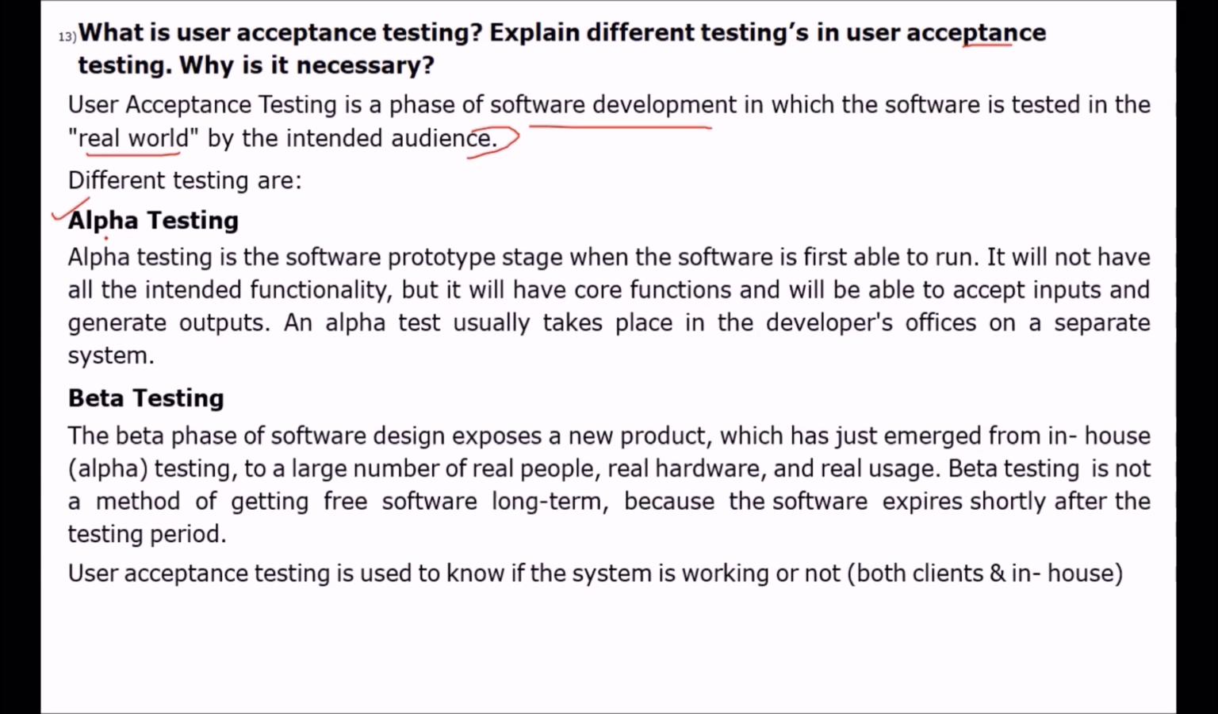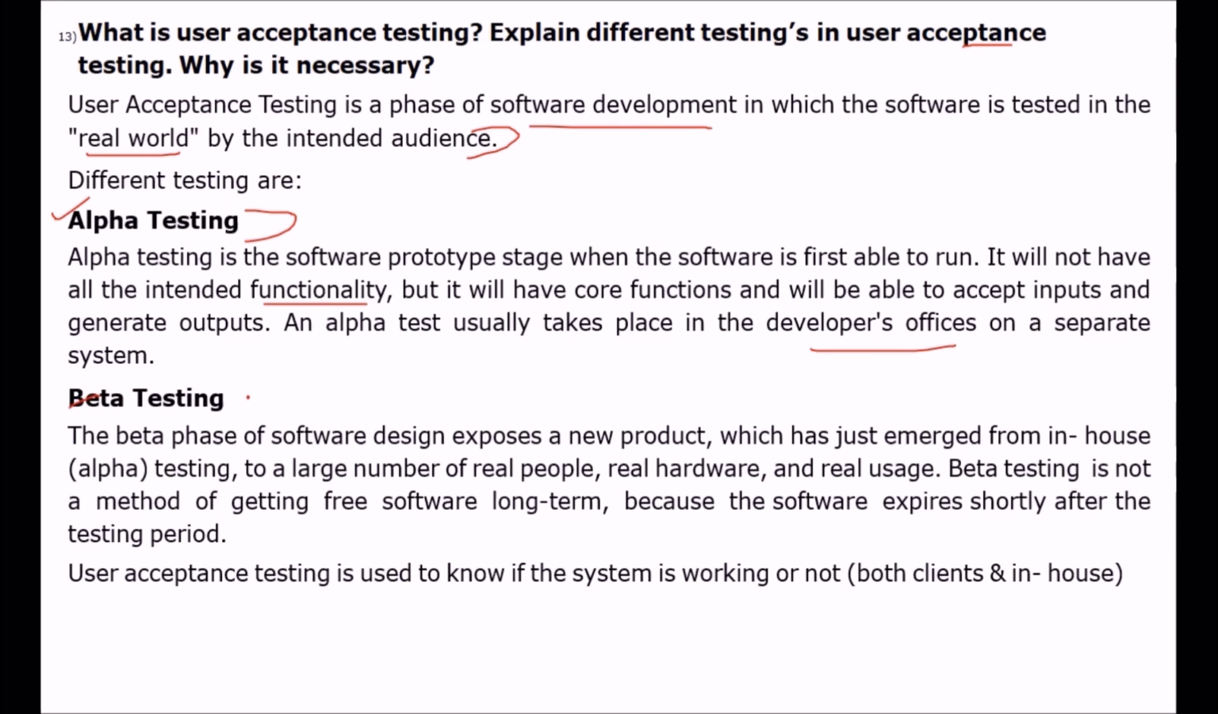So alpha testing is the software prototype stage when the software is first able to run. It will not have all the intended functionality, but it will have core functions and will be able to accept inputs and generate outputs. The alpha test usually takes place in the developer's office on a separate system. In alpha testing, the developer is there and the user is also involved. So in short, alpha testing is the final testing of the software before delivery, done at the developer side by the user.